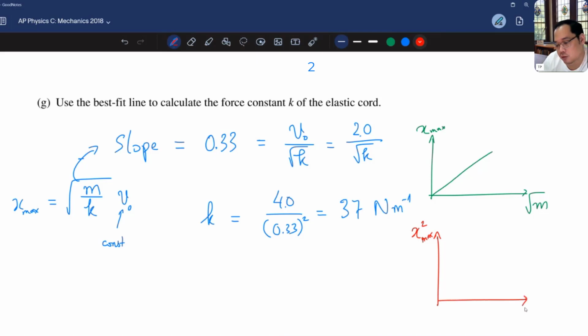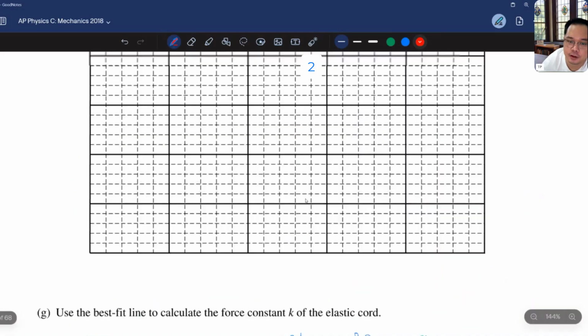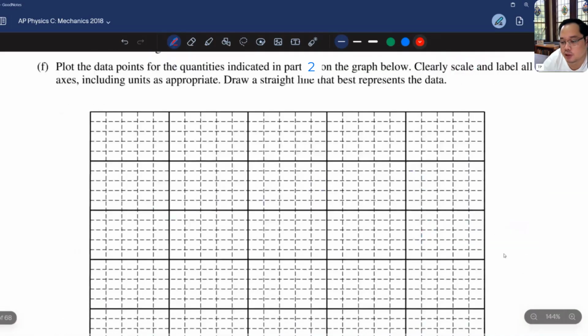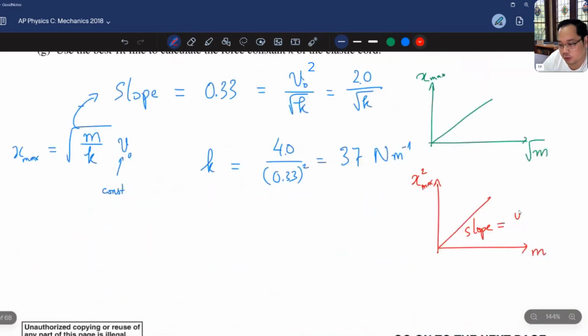and horizontal axis the mass. So the slope of this graph is V0 squared over K. And the slope here is different. The slope here is V0 over the square root of K. So there are two ways to find the K.